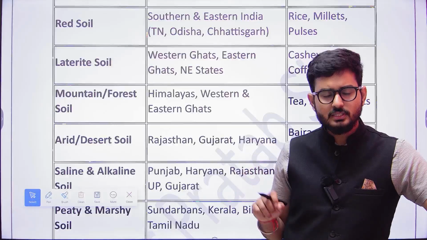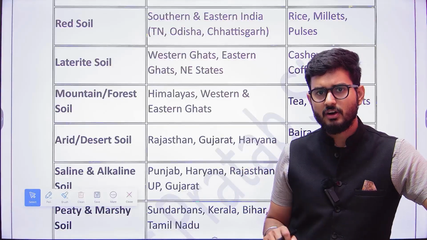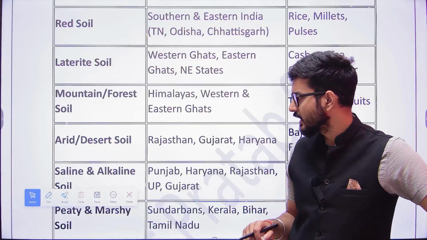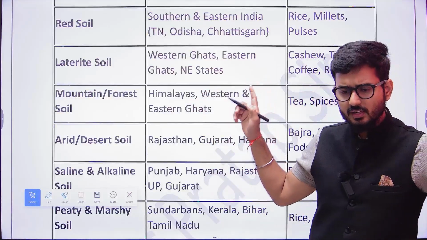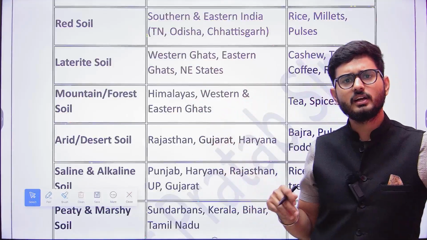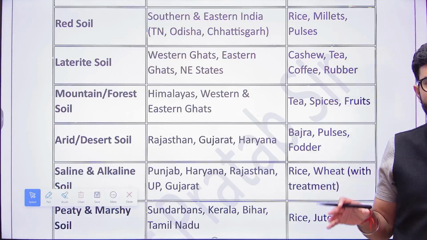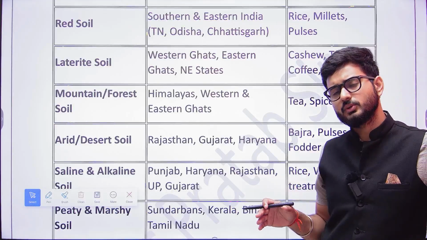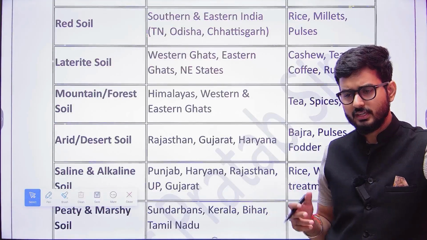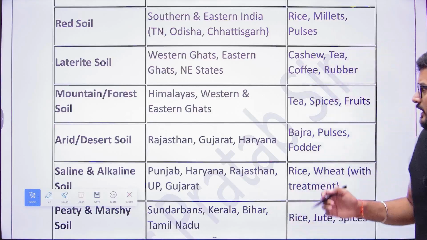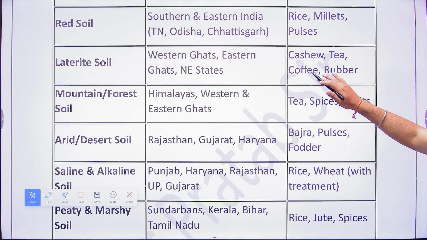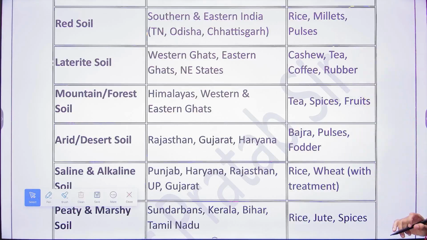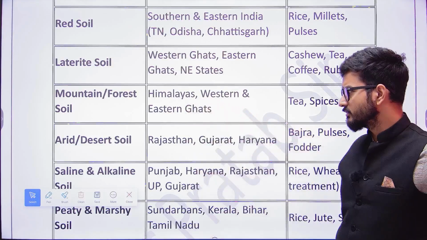Okay, so this laterite soil is found where there is high temperature and high precipitation. The laterite soil is generally not cultivable, but when you apply appropriate fertilizers to it, then it becomes cultivable. Then you can cultivate on it, and majorly plantation crops are cultivated, such as cashew, tea, coffee, and rubber. These are plantation crops.